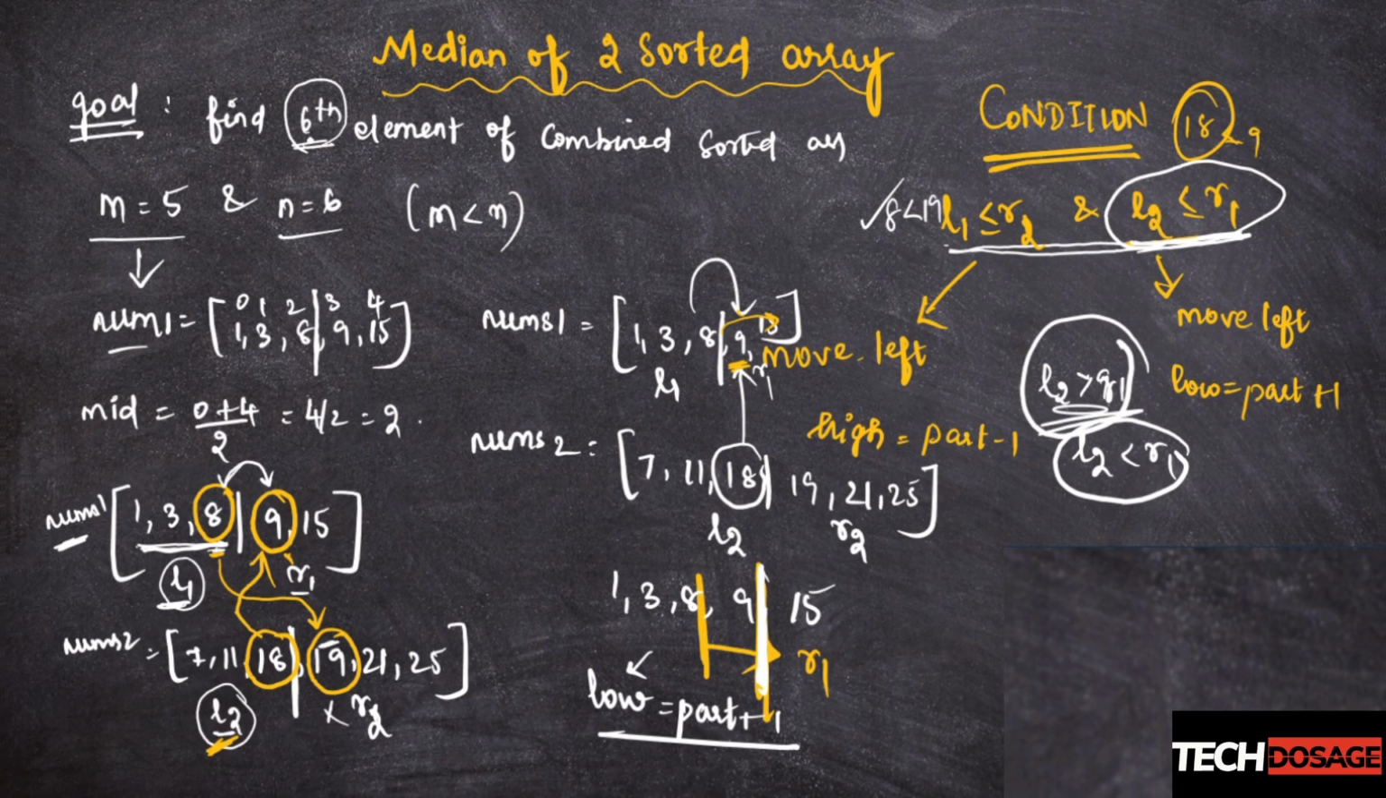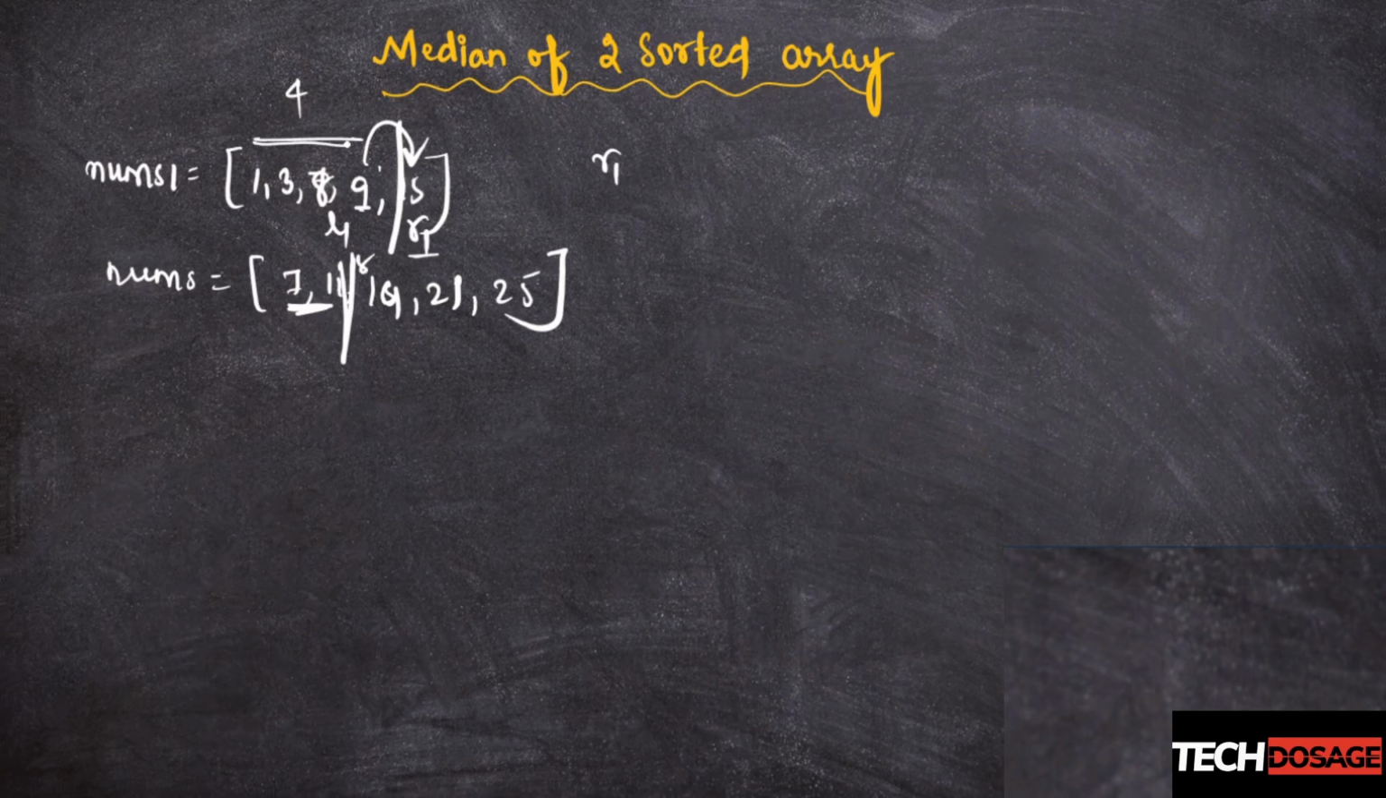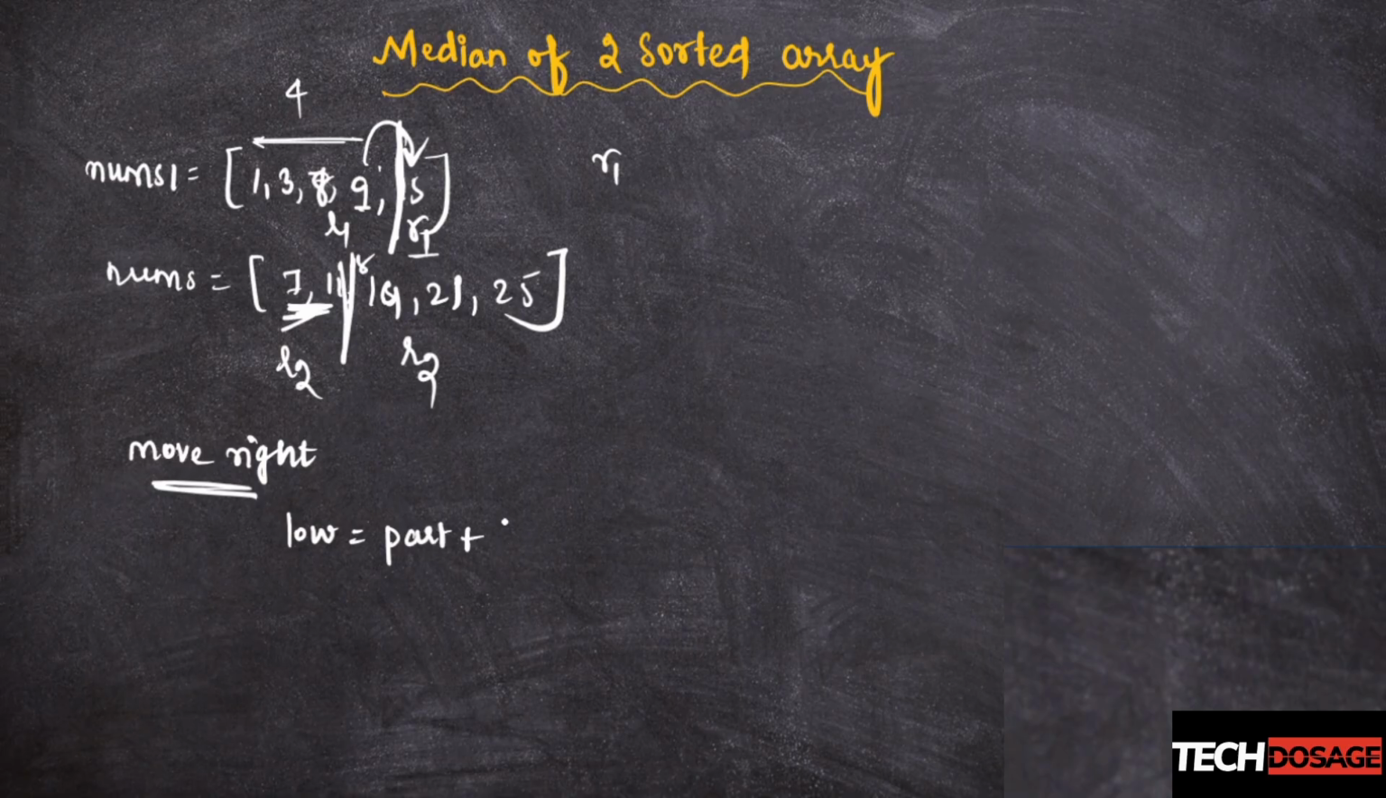What is my goal? We forgot the goal. The goal is to find 6 elements from the left side. I found 4 elements. Now I want 2 more elements from the second array. These are the two elements from the second array. So this is L2 and this is R2. Now, how can I make a partition here? You can move towards right by using this formula. Low is equal to part, that is short form of partition, plus 1.